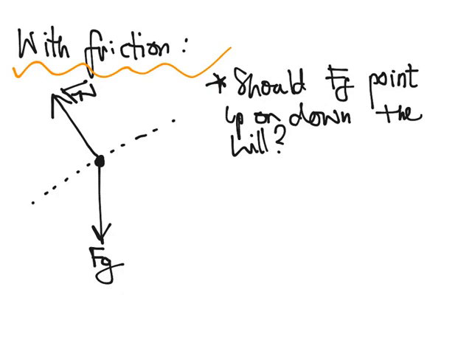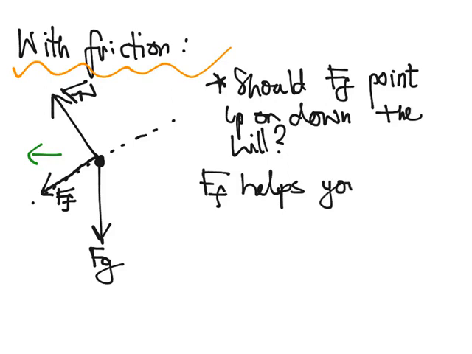Okay? If you are rounding a curve, and remember, in this picture, this is a side view. The center of the curve is this way. Are you more likely to slide out or in? You're more likely to slide outwards. And if the road is more slippery, the more likely you are to slide outwards. What that tells you is that friction actually points down the hill. Okay, so Ff helps you to not fly away.